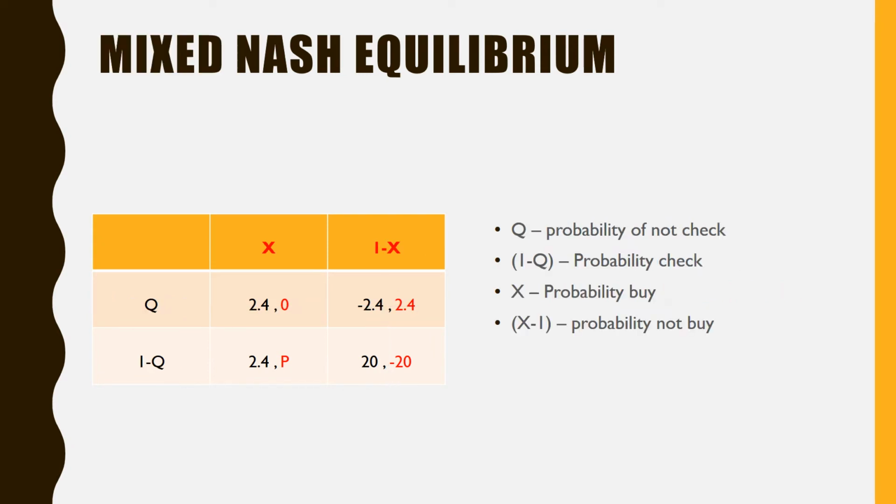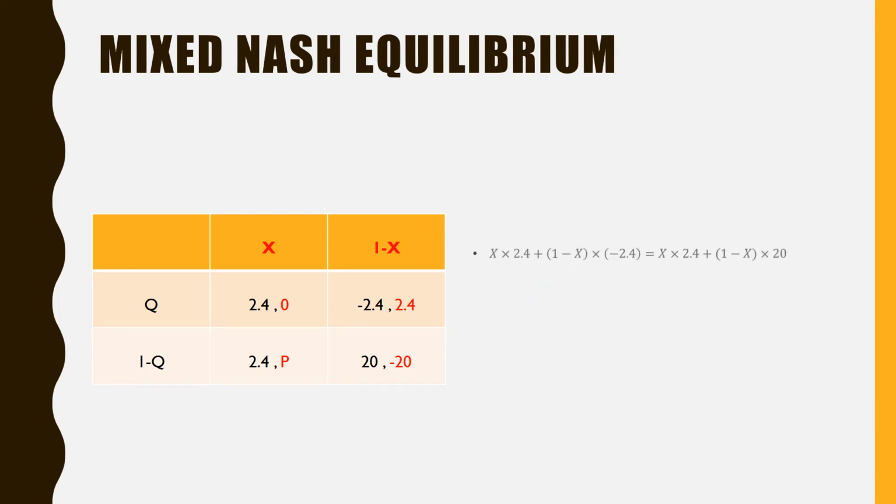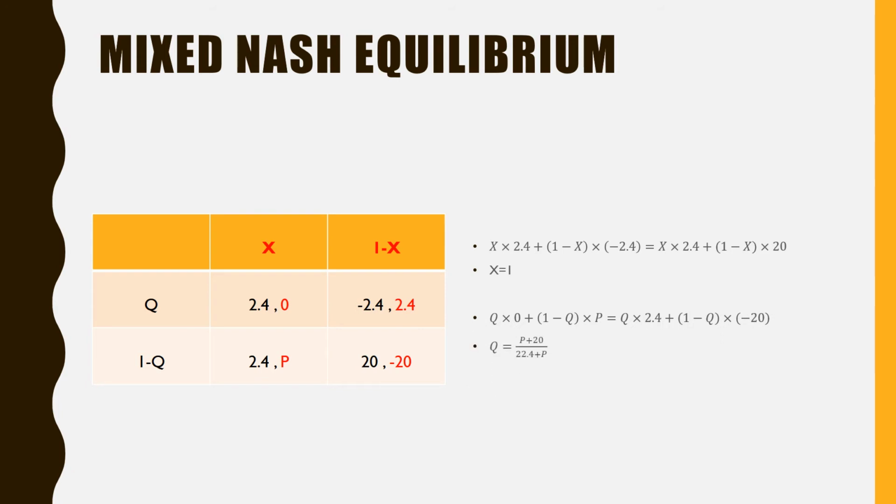Now let's calculate the mixed Nash equilibrium. Let's assume the probability of being checked is Q and the probability of buying a ticket is X. After calculations, I have found that X is equal to 1, so the passenger should always buy a ticket, as prices and penalties are constructed in a way that you cannot beat the system. Now they're going to check with probability Q equals (P plus 20) divided by (22.4 plus P). So depending on personal preferences, the value changes. It's going to be Q most of the time because the passenger will always want to get a ticket.